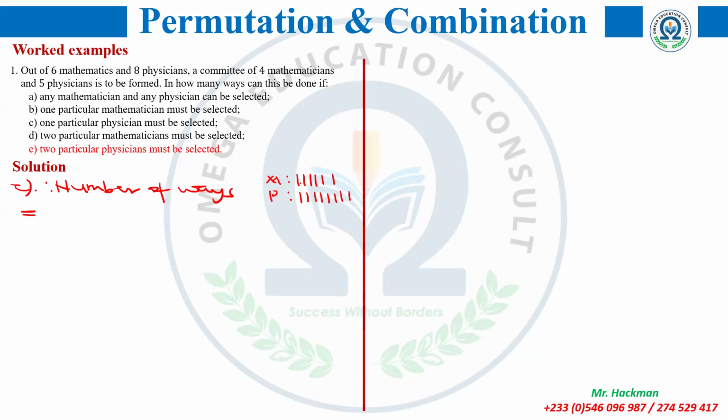No, please. So your mathematicians, you still have what? Okay, 6 combination 4. Select 4 from what? 6. So that will give us 6 combination 4. Is that clear?